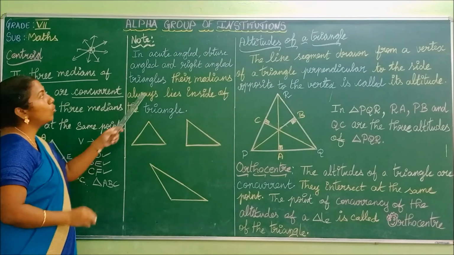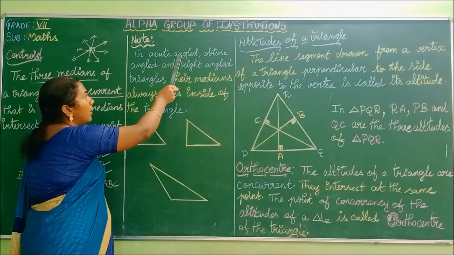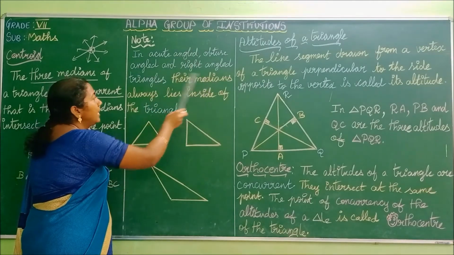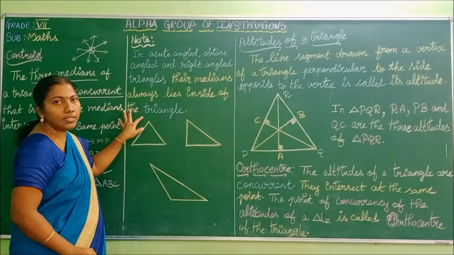Next we have a note on this centroid concept. What is the note? In acute angle, obtuse angle and right angle triangles, their medians always lie inside the triangle. Do you understand, children?